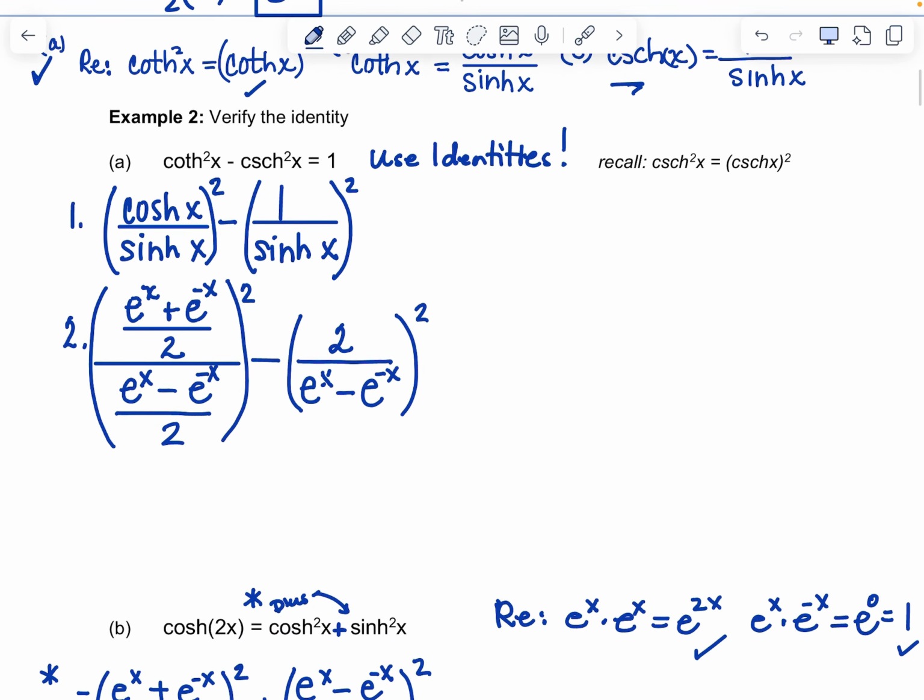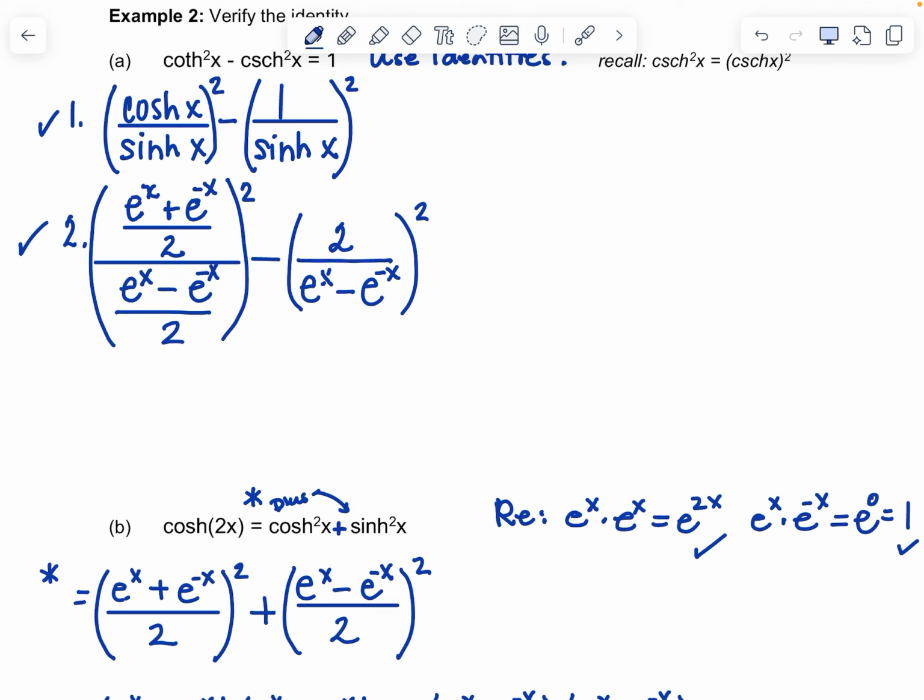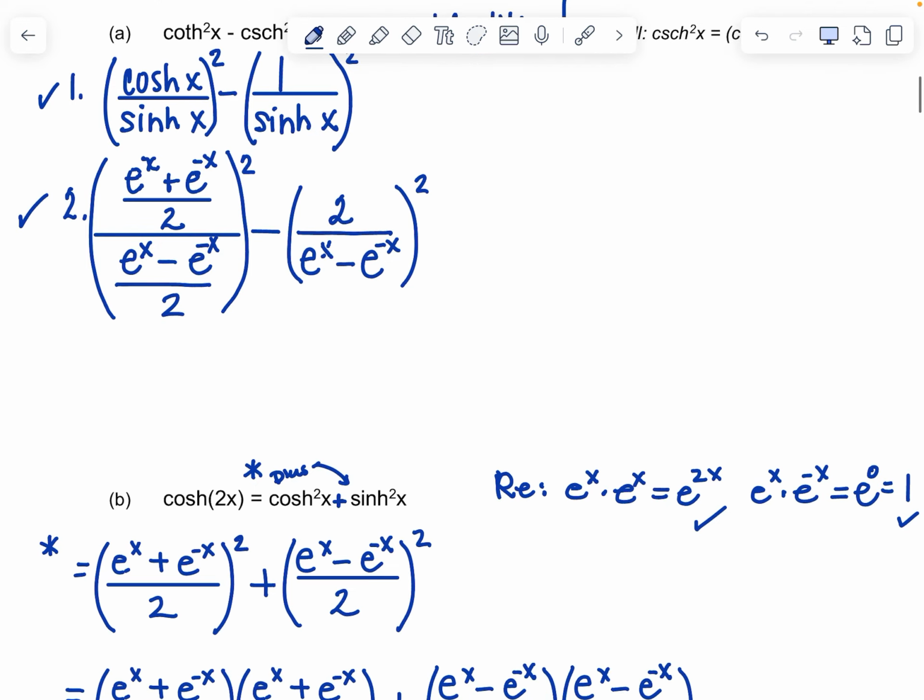Now I want to verify this identity. In step 1, I change the hyperbolic cotangent to the hyperbolic cosine over the hyperbolic sine, and I change the hyperbolic cosecant to 1 over the hyperbolic sine. Then I'm going to square both of those. In step 2, I'm going to write the expression in exponential functions and simplify. I also do the same thing with 1 over sine. All right, so then what I get is the following.